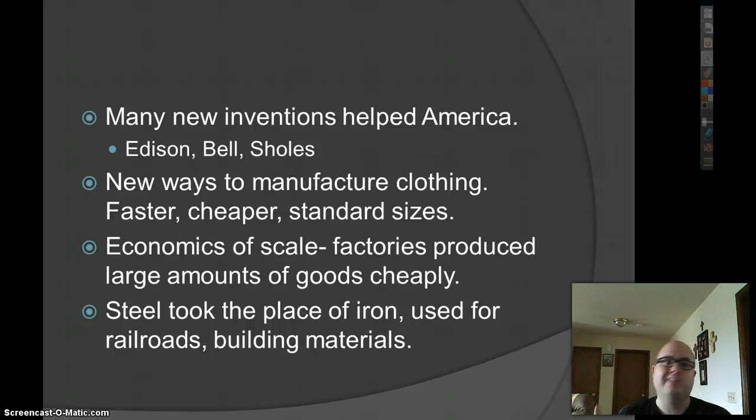We have new ways of manufacturing clothing, cheaper, faster, more efficient, puts small businesses out of work because of economies of scale. They can sell it for cheaper because they make more of it, and they make it cheaper and faster. And steel took the place of iron, used for railroads, building skyscrapers, and so steel really revolutionized America. All right, so there we go. That's 3.1, the rise of industry in America.